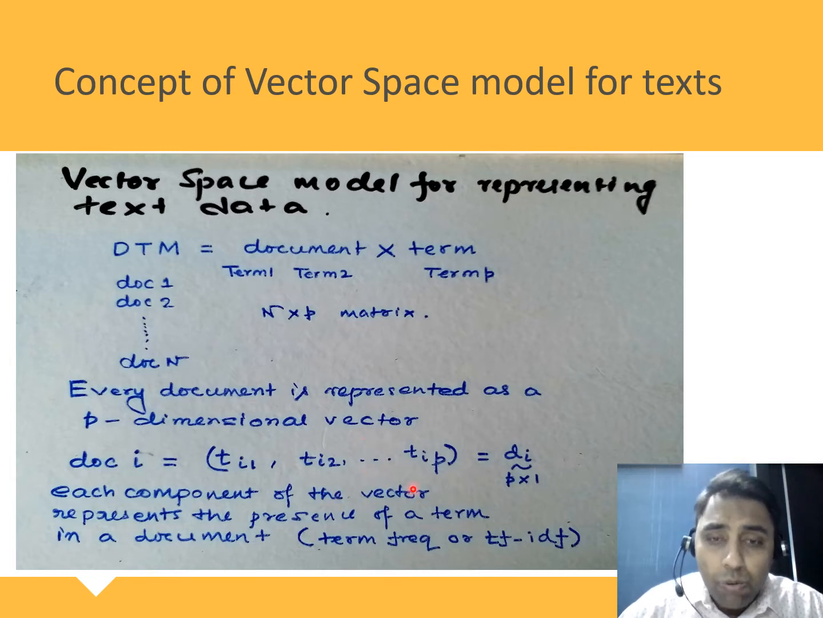And how are the components of the vectors calculated? It can either be the term frequency or it can be the TF-IDF. But whichever approach we follow, for every document in our data we now get a representation in the form of a p-dimensional vector. And this is basically the underlying concept of the vector space model. So every document is a point in a p-dimensional vector space, and p here is the size of your vocabulary, or the number of unique terms in the data.